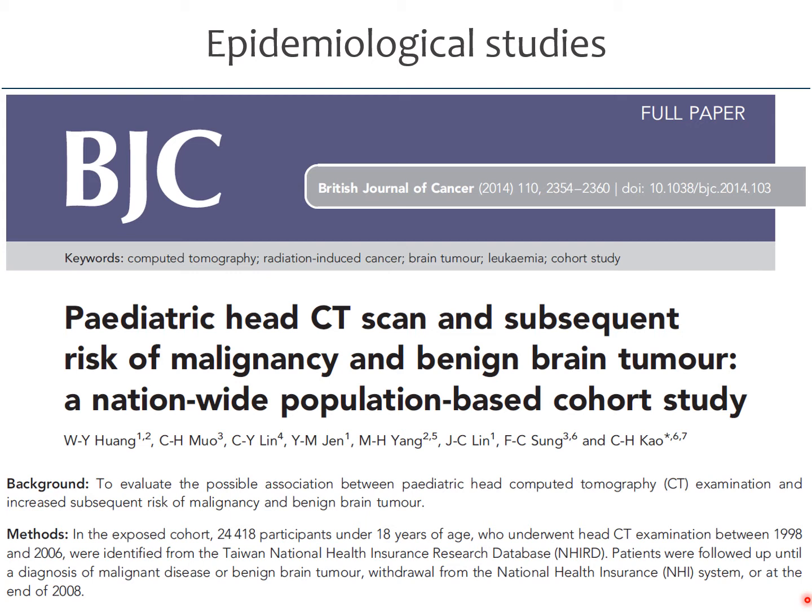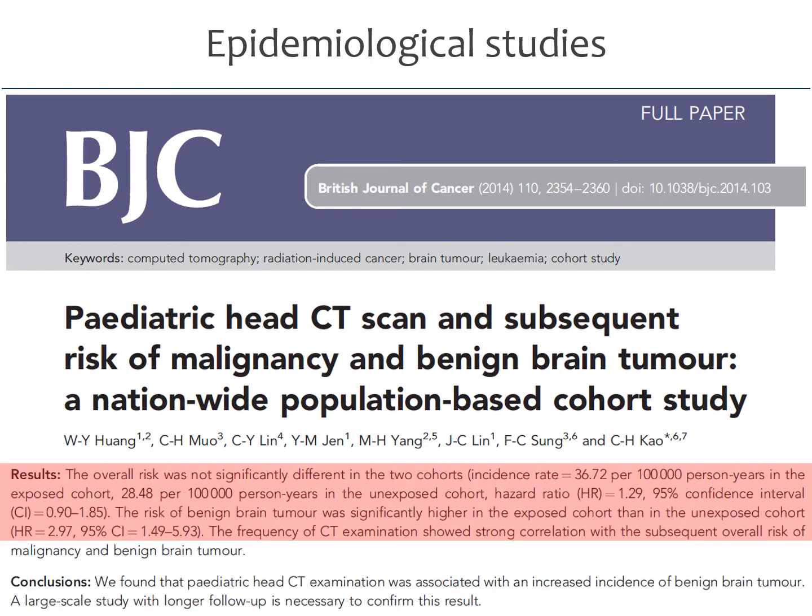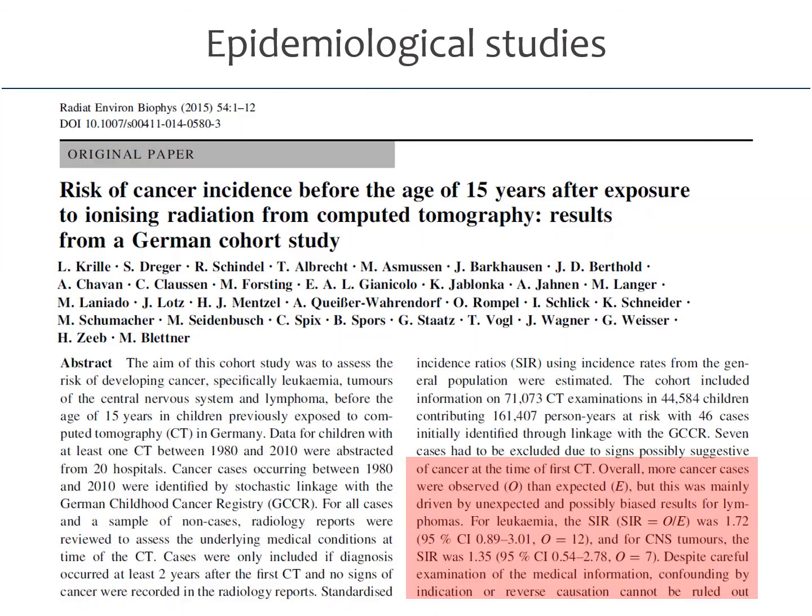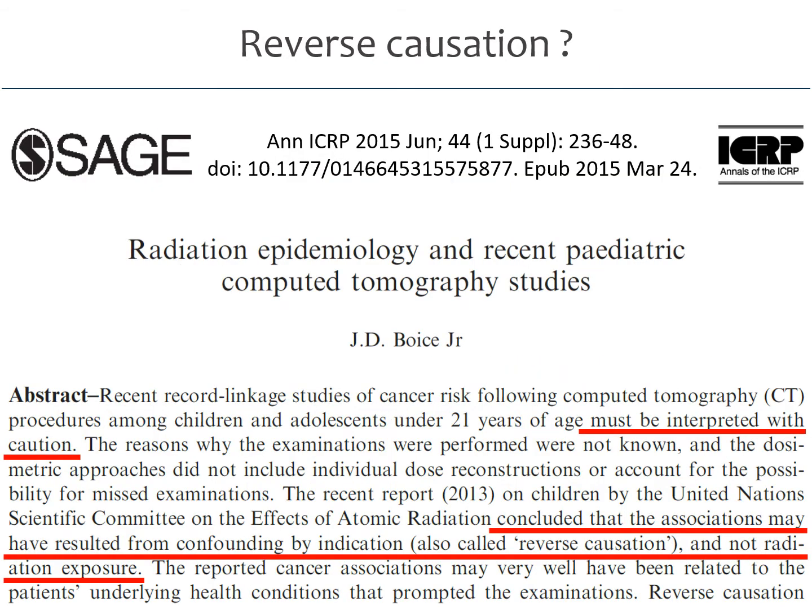On the other hand, in this 2014 study from Taiwan, with almost 25,000 children under 18 years of age, who were exposed to a head CT scan and were compared to almost 100,000 unexposed children, no significantly different overall cancer risk was observed between the two cohorts, but a significantly higher risk of benign brain tumors was observed in the exposed cohort. An increased, but not statistically significant risk for leukemia was observed in this 2015 German study, which enrolled almost 45,000 children exposed to CT.